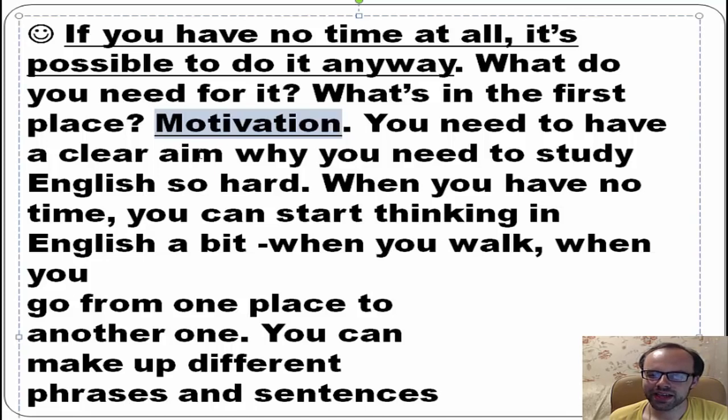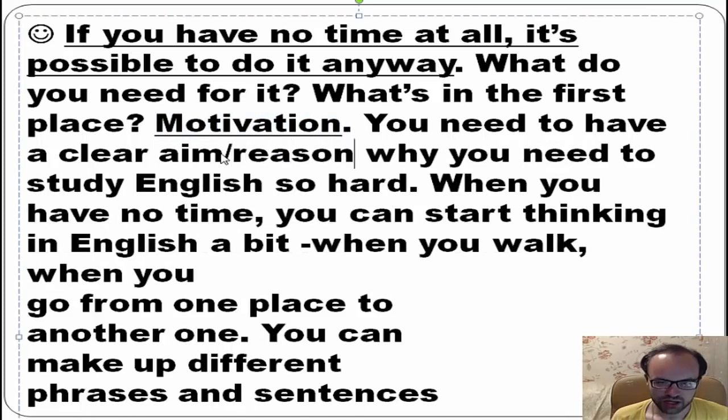You need to have a clear aim, or a reason. A clear aim and also a reason why you need to study English so hard. So really, why do you need it? Maybe you have this very clear picture in your mind that I need to improve my English greatly, because it can help me to find a better job where I'll get more money, and I need to do it urgently, as soon as possible, and it's a very good motivation. Or it can be another reason, but you need to have motivation.